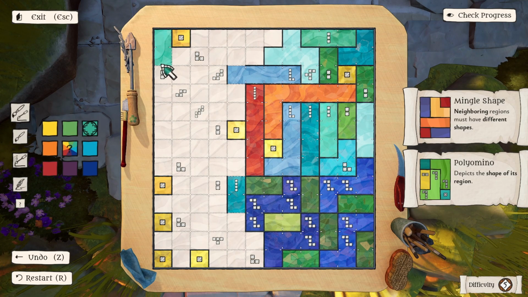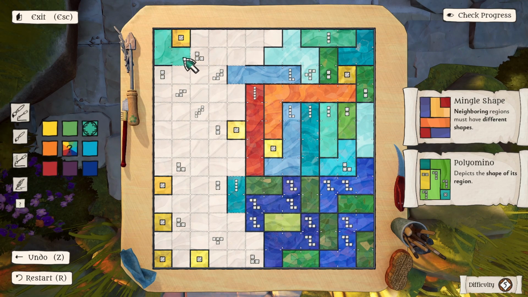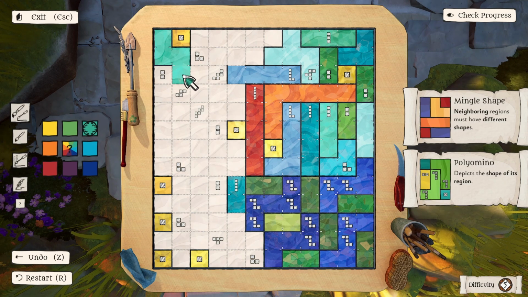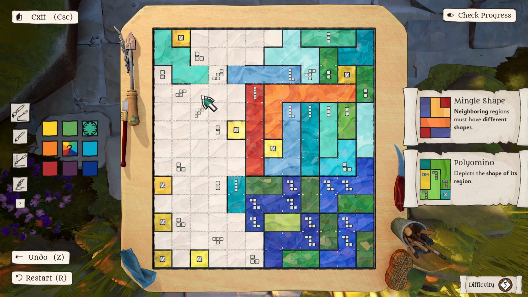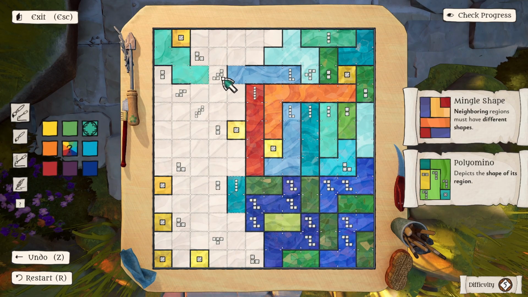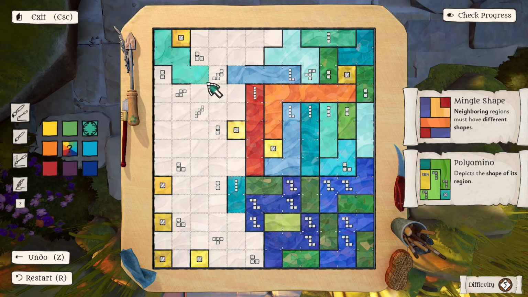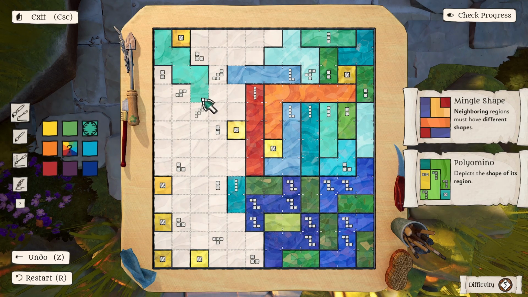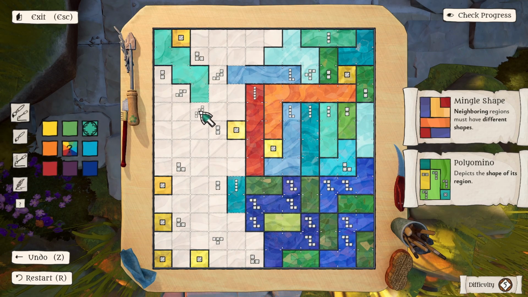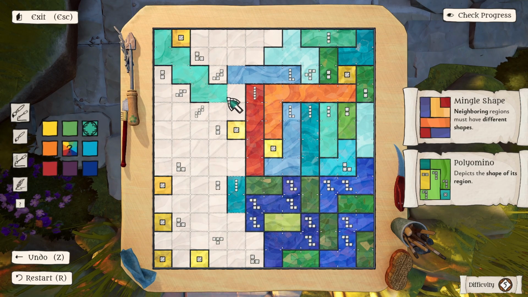Cannot be a 1. It can't be a 2. It can't be that shape because that would interfere here. It can't stop there because that would interfere with this. Now it is that shape. And it can't do that. And now it's this shape. Now it is valid.